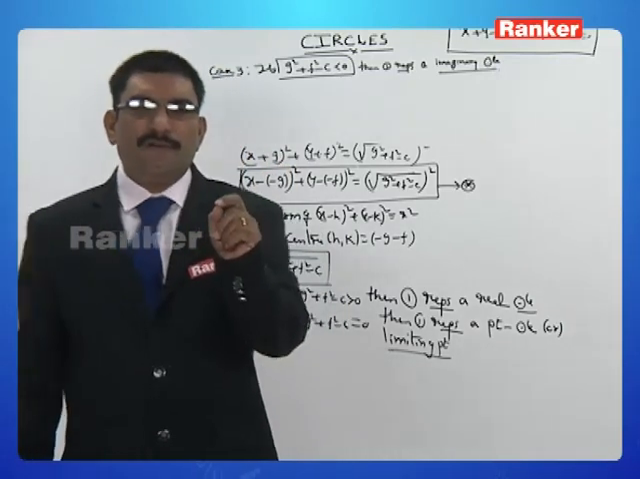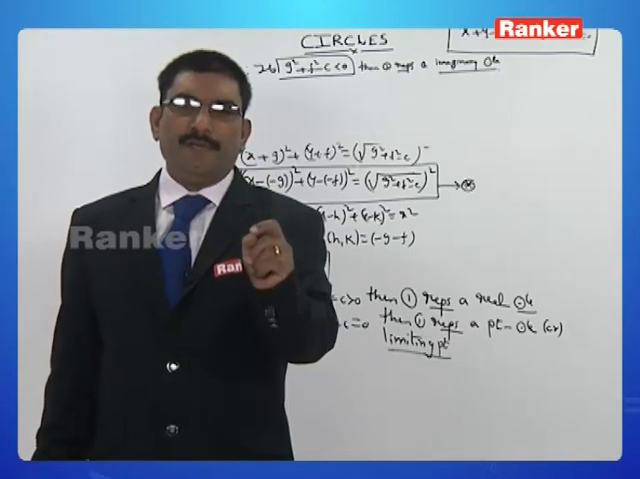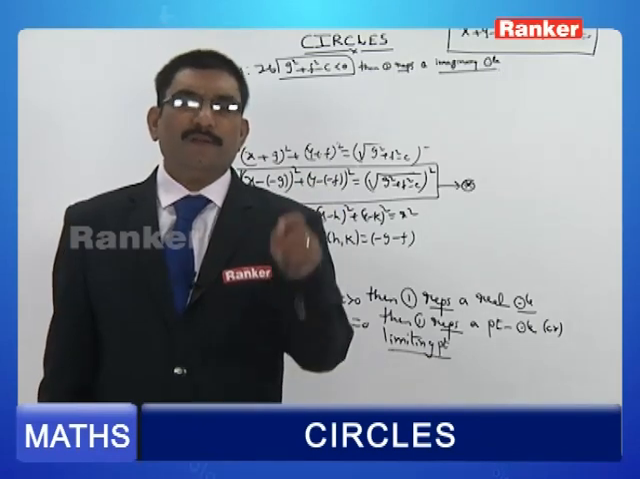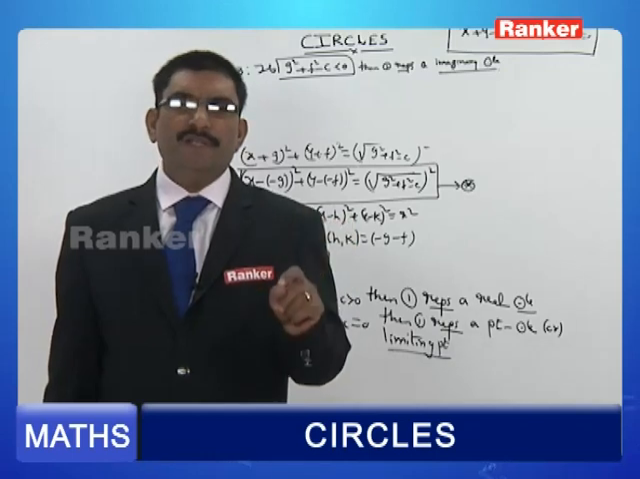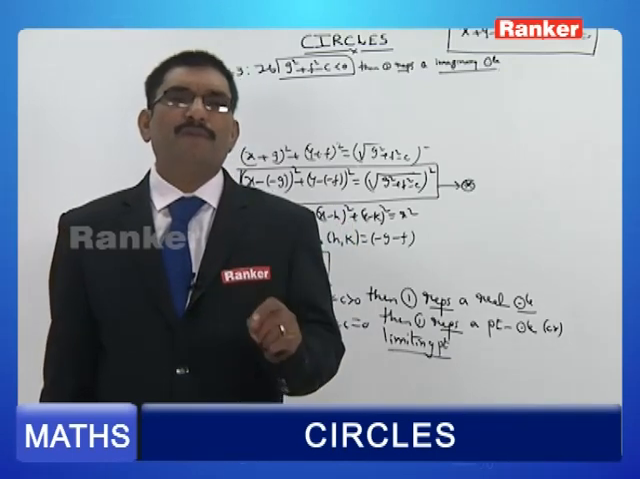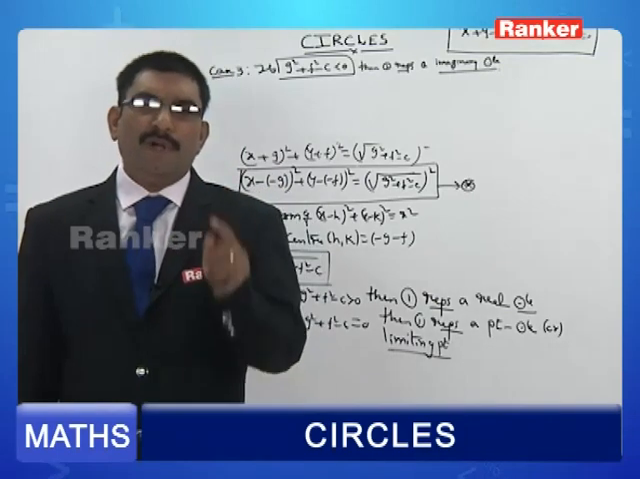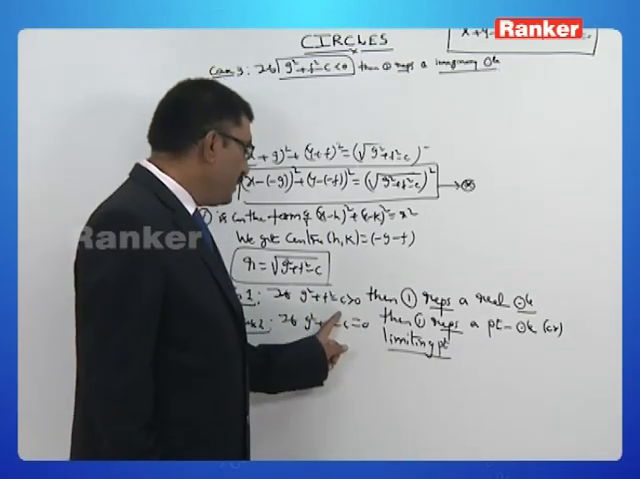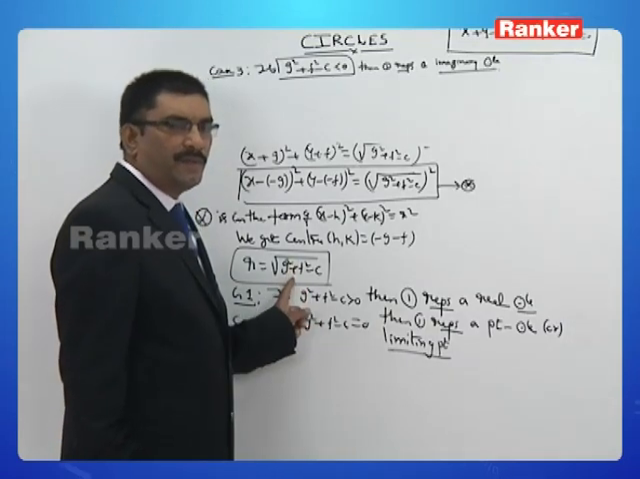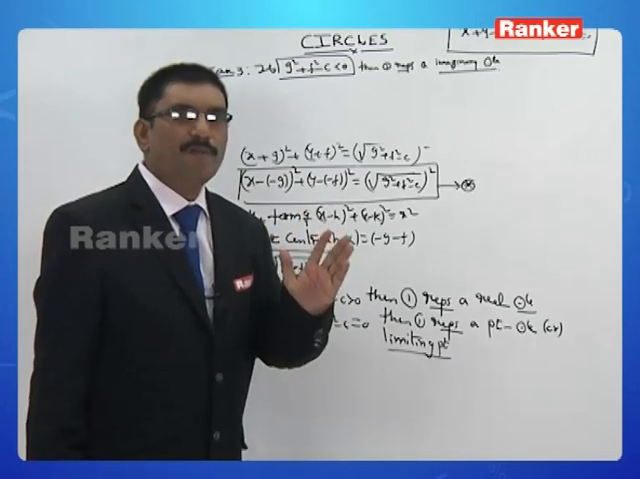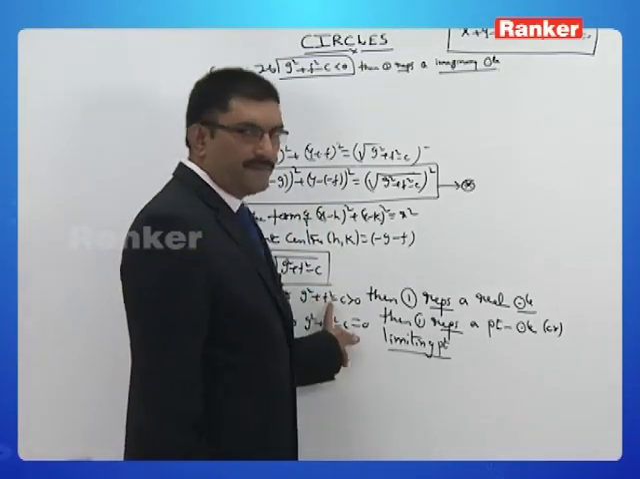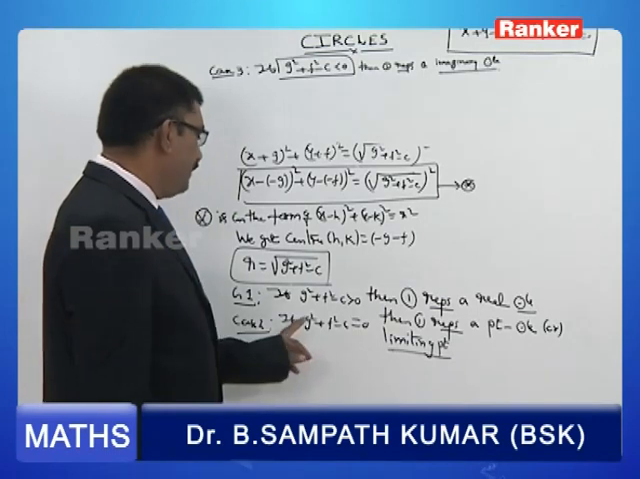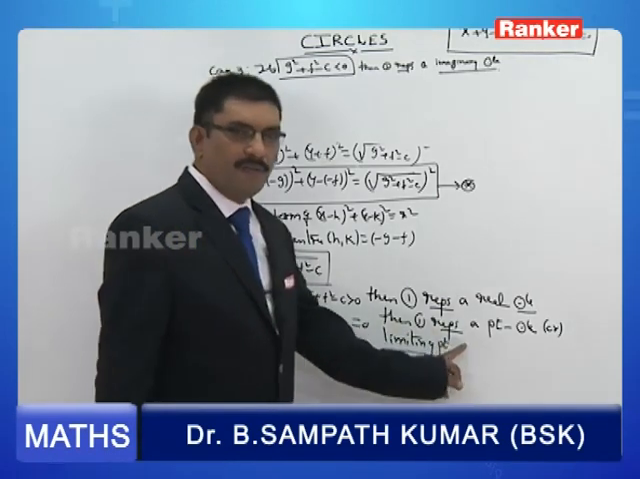Any circle in a general form is represented by x square plus y square plus 2gx plus 2fy plus c is equal to 0. It represents a circle whose center is minus g comma minus f and radius square root of g square plus f square minus c. It represents a real circle when g square plus f square minus c is greater than 0. Why? Because this is the quantity under the square root. If this is to be defined, that quantity must always be positive. So therefore, g square plus f square minus c is greater than 0, then 1 represents a real circle.